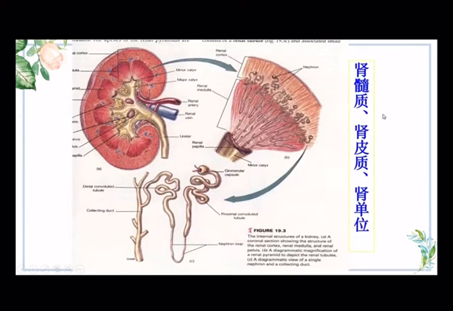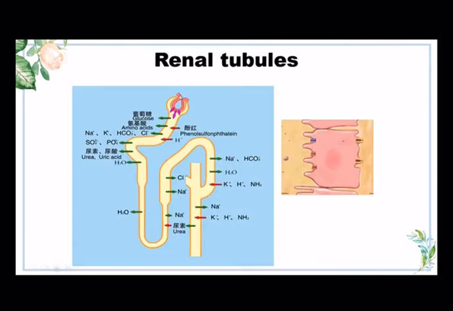Let's look at the structure of the kidney. Here is the glomerular capsule, here is the proximal convoluted tubule, here is the nephron loop, here is the distal convoluted tubule, and here is the collecting duct. When drugs filter through the glomerulus and enter the renal tubule, there are some passive tubular reabsorption and active tubular secretion.